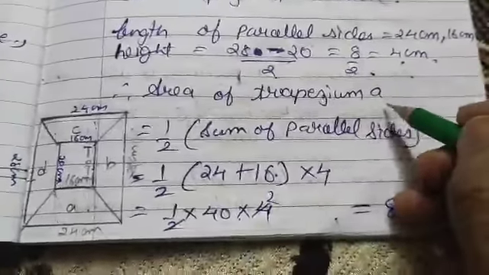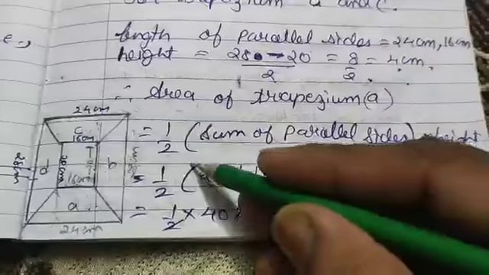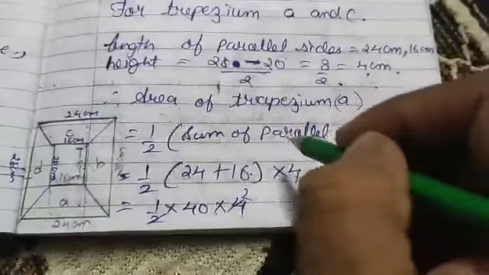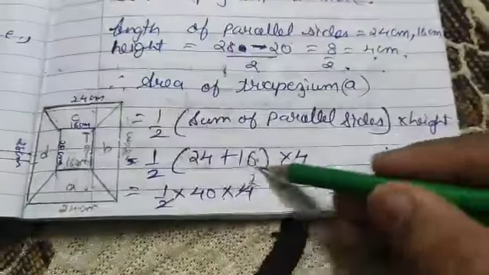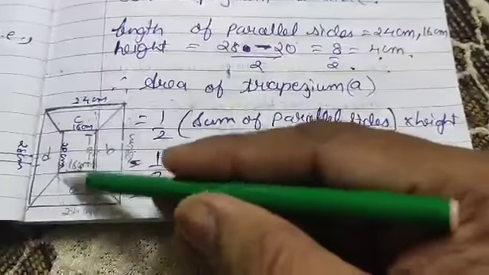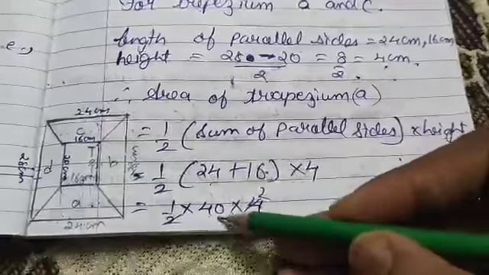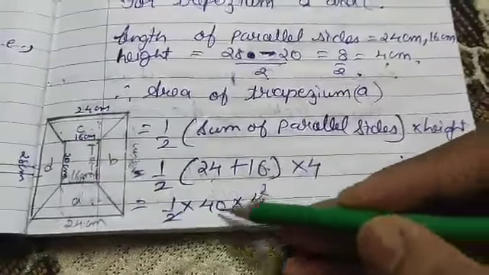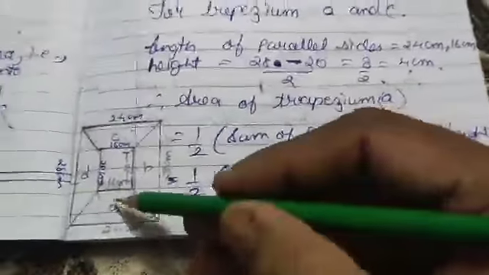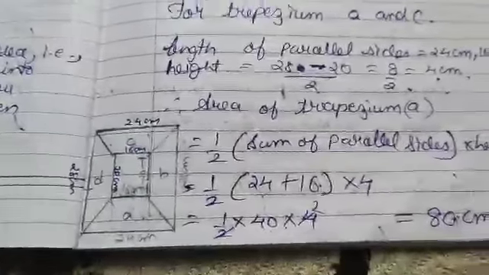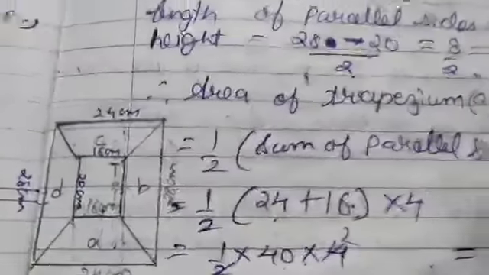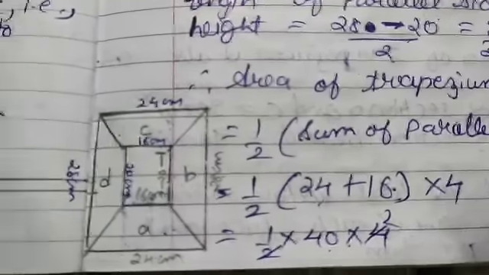Now we will apply the area of a trapezium for A. Half into sum of parallel sides into height. The sum of parallel sides, that is 16 plus 24, into distance between parallel sides, which is 4, just now we found. Then 24 plus 16 is 40. 2 2s are 4. 4 40s are 160... so we got the area of this section A is 80 centimeter squared. That means the area of section C will also be 80 centimeter squared.